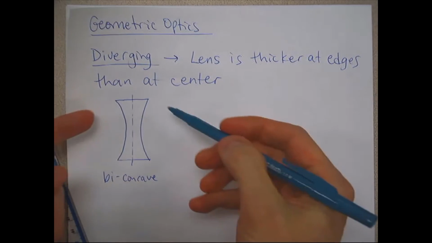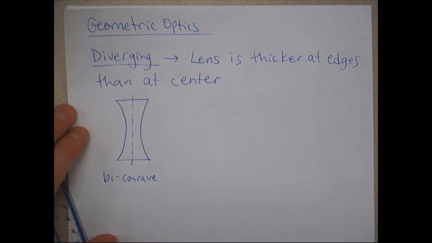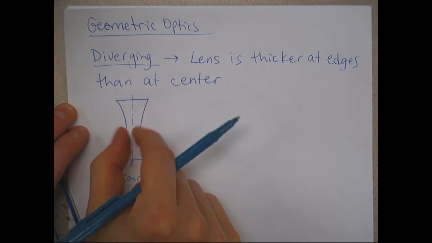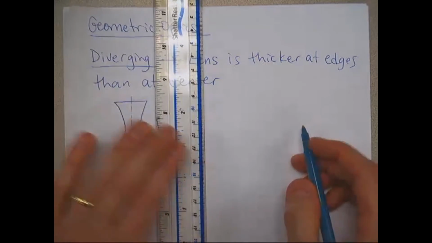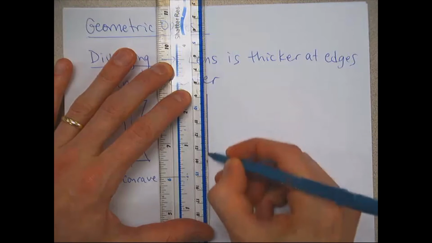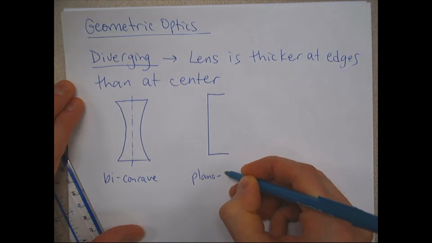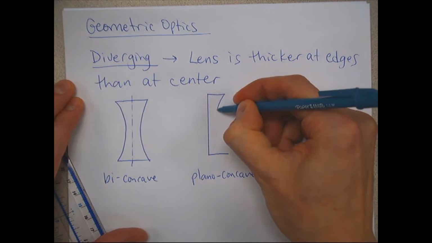Where both sides of the lens are caving in towards the center line, and it is thinner at the center than it is at the edges. Just like before, you could also imagine a plano concave lens, which would do something like this.